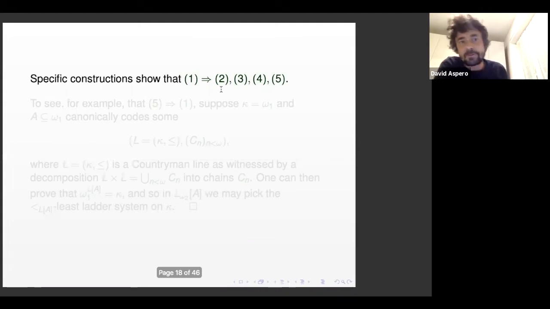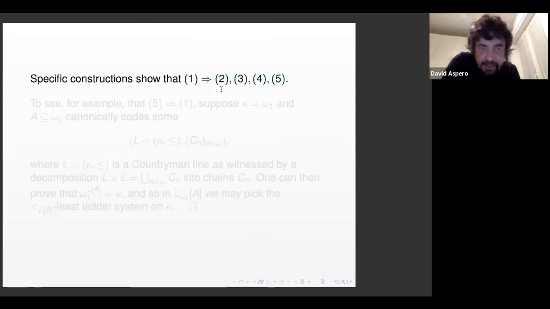All right, so now it's easy to see that if you have a ladder system, you can define all these things. There are classical constructions for this. I mean, not all of them are easy, but this is for example Todorcevic, who has a book on exploiting ladder systems. So that gives you the direction that one implies all of these things.